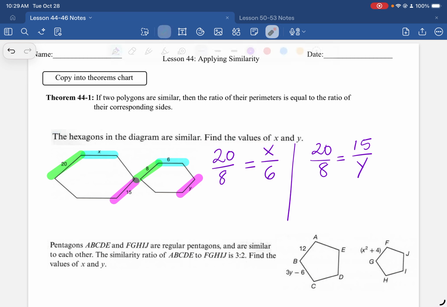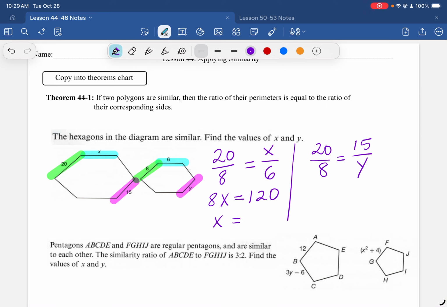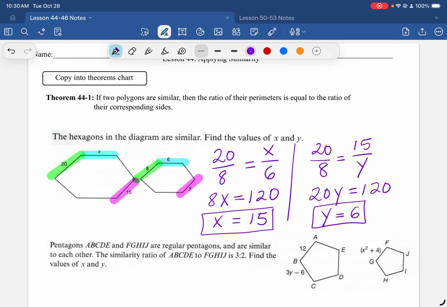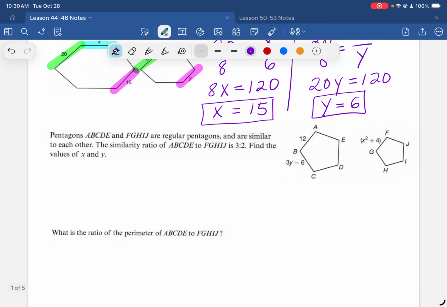Once you have those proportions set up, you cross multiply to solve for x. So we have 8 times x, which is 8x, 20 times 6, which is 120. When I divide both sides by 8, I get x equal to 15. So I've solved for x. Now let me solve for y. 20 times y is 20y. 8 times 15 is also 120. Divide both sides by 20 and I get y equals 6. So that's just a review on similarity.